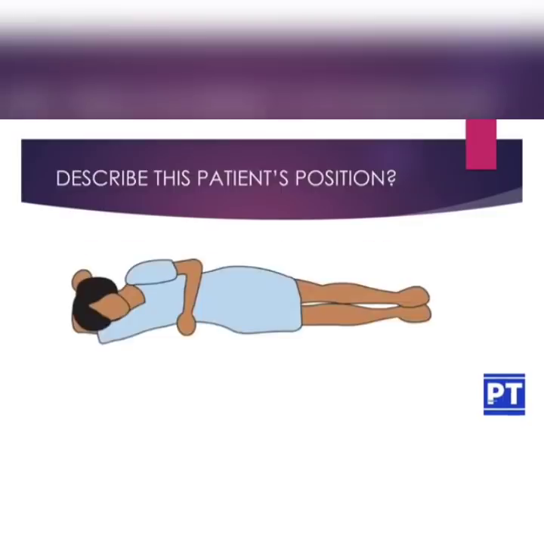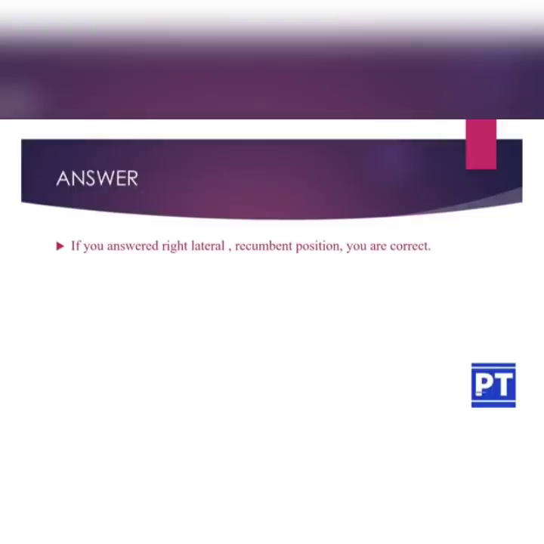So will you be able to describe this patient position? The patient is in recumbent, that is, the patient is lying on some side, any side the patient can lie. And here, which side of the patient is in contact with the image receptor? The patient's right side is in contact with the image receptor. So if your answer is right lateral recumbent position, then you are correct.